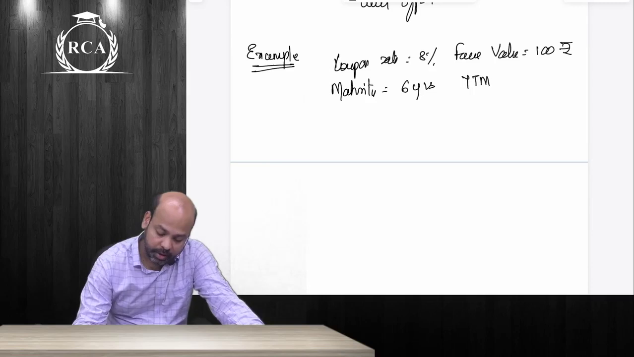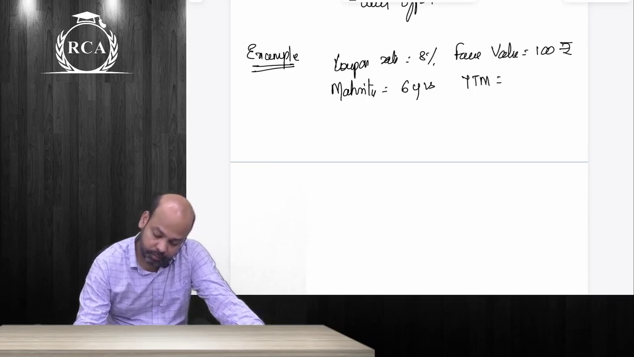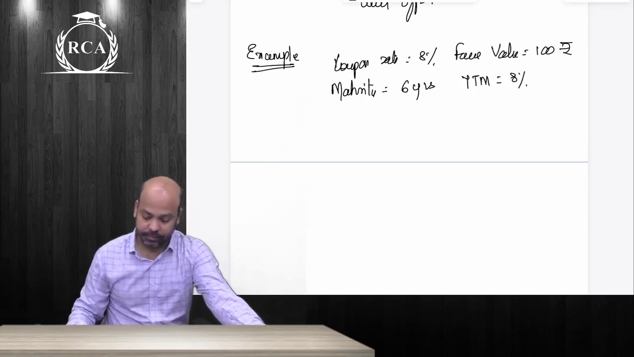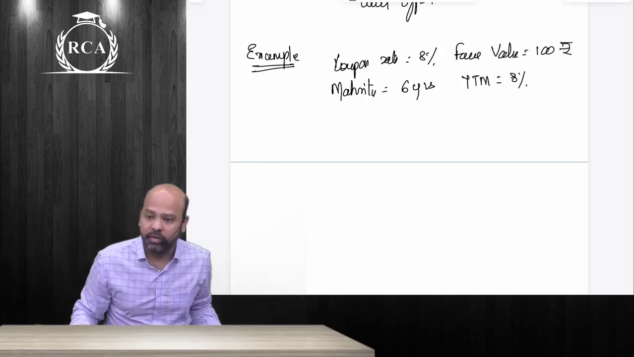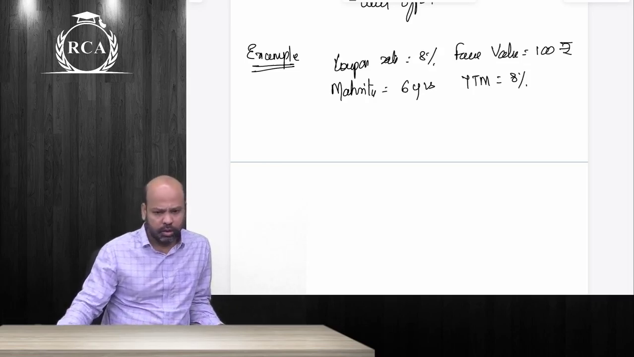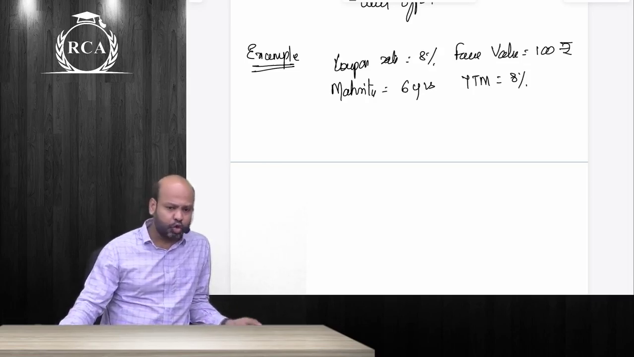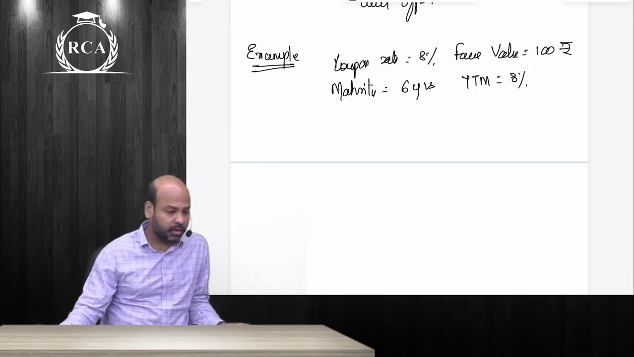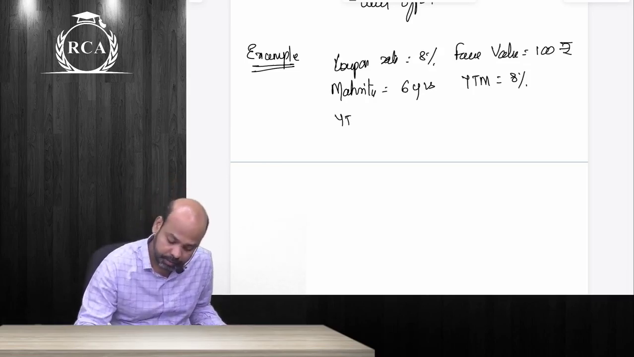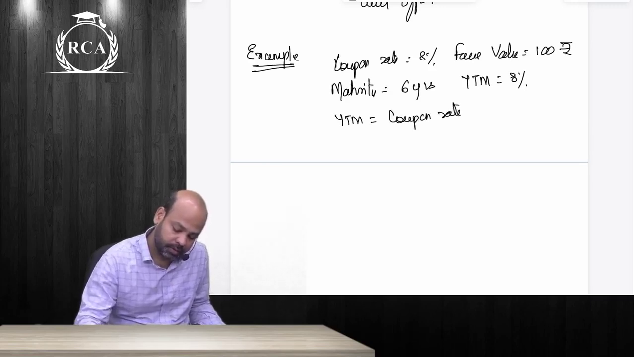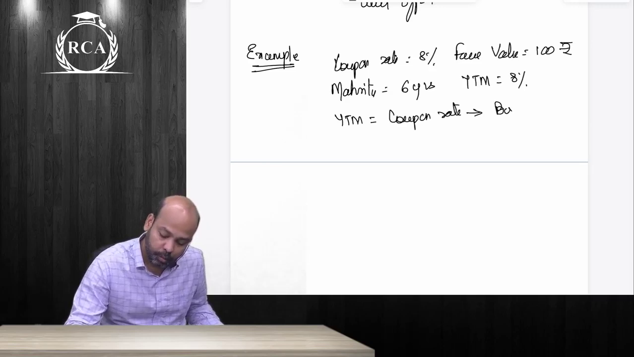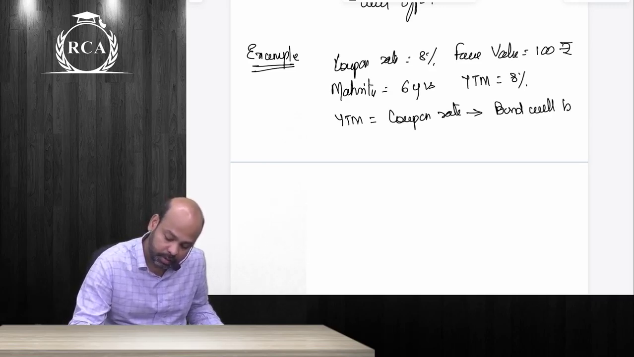Current YTM, beta, is 8%. YTM, guys, is equal to what? Coupon rate. If YTM is equal to coupon rate, then your bond will be trading at par.